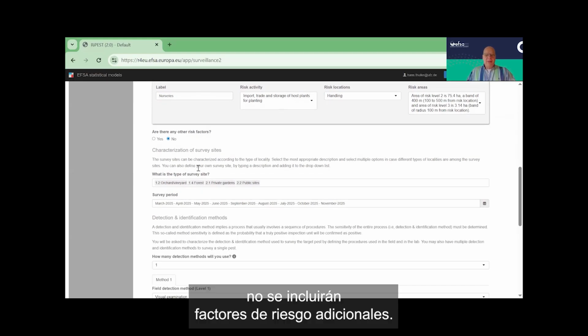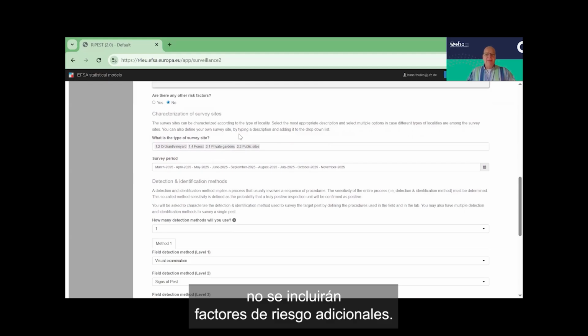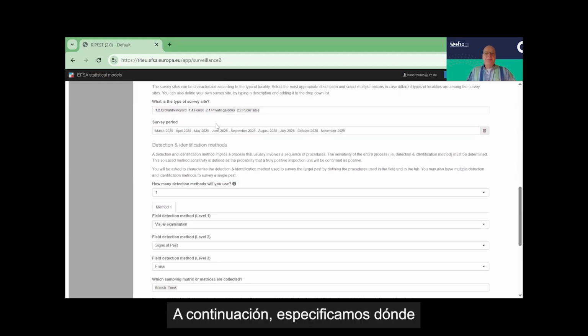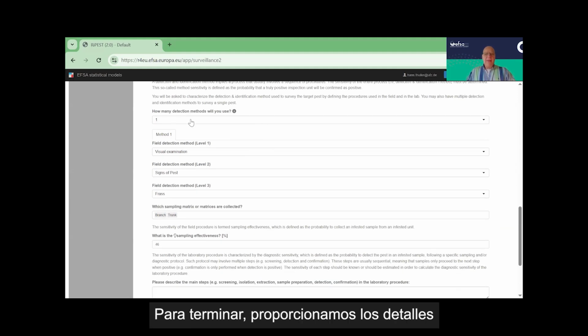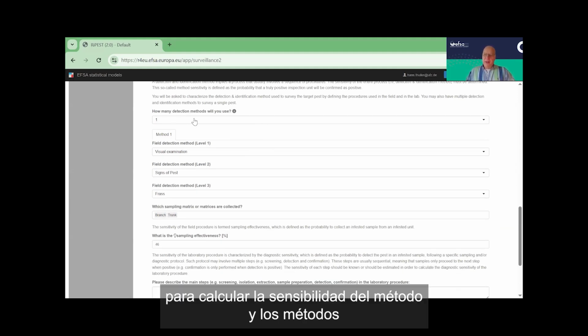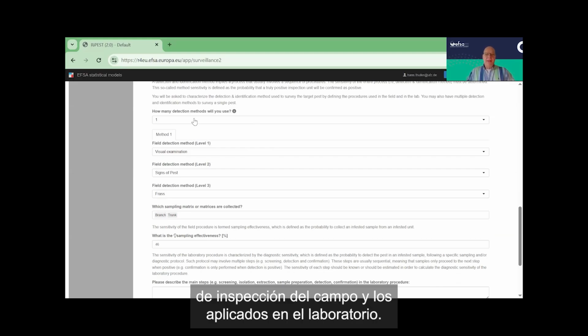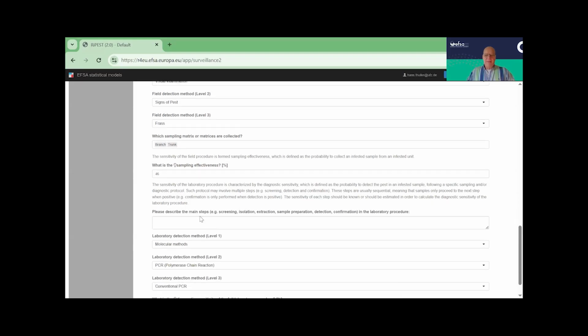Then we say that we do not want to have a different risk factor. We have to specify where we will do our survey, basically everywhere where trees are. We have to specify the period for the survey, that is from March to November, as Martin was explaining before. And then we have to specify, for the calculation of our method sensitivity, the methods for inspection in the field, and later the methods used in the laboratory.